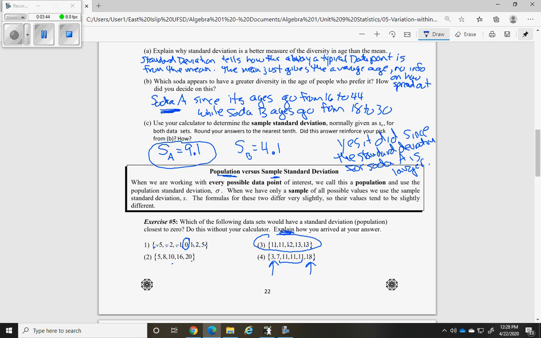And it says explain, so I spoke about it, that these numbers are really closely situated around the mean, while the other numbers are farther away from the mean.